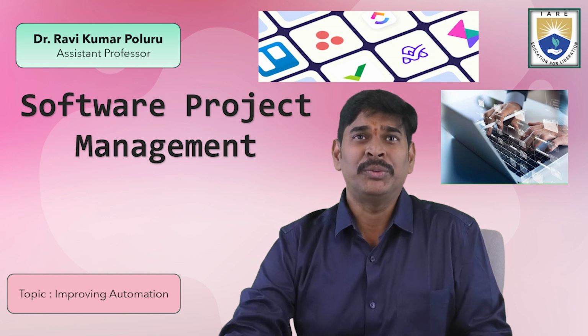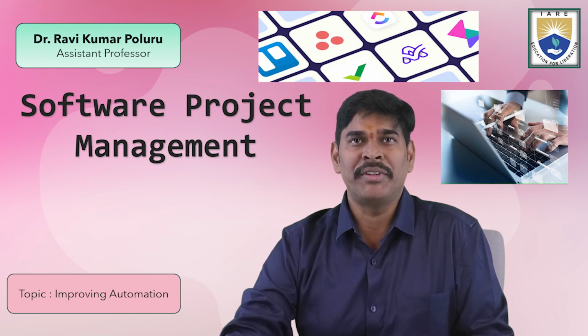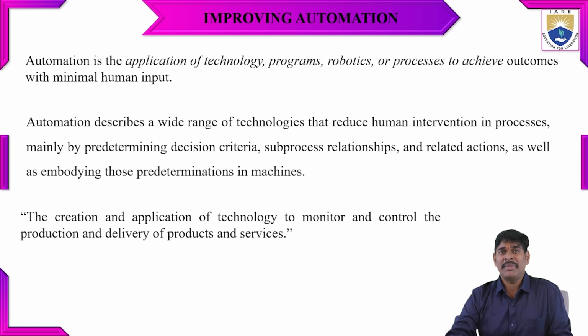So today we are going to discuss the topic of improving automation. What is meant by automation? Why do we require automation? Is it necessary to use automation in industries? Most organizations are mainly using automation, because instead of using more human intervention, automation will be used to minimize the work. Now we'll see the main benefits and challenges of using automation.